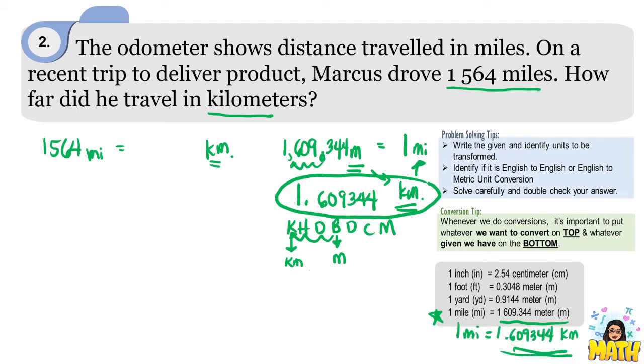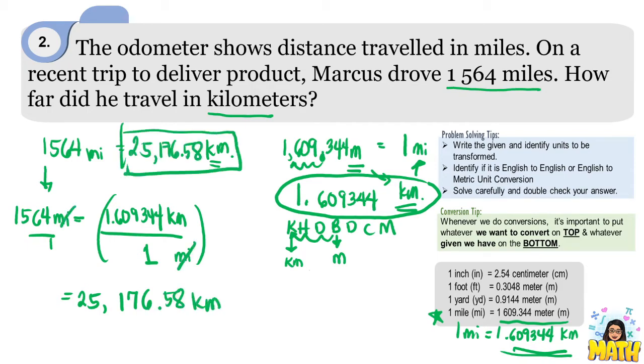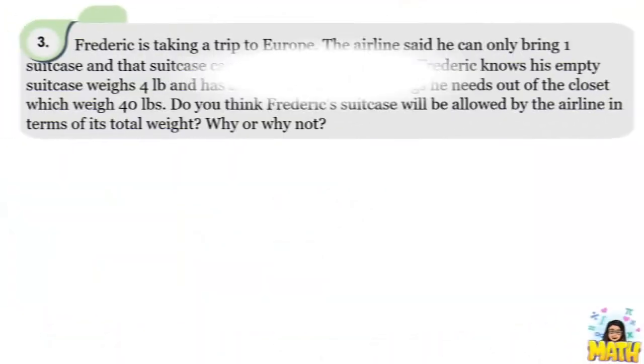Ito na ngayon ang gagamitin natin. So from the given, 1,564 miles, gagawin natin itong kilometers. Based on the given, 1 mile equals 1.609344 kilometers. Just multiply the two and we'll have 25,176.58 kilometers. Okay?